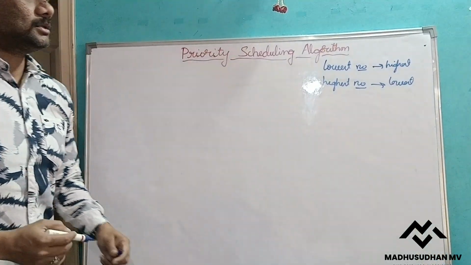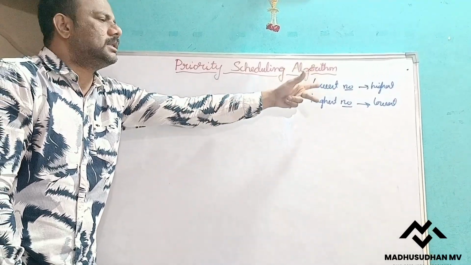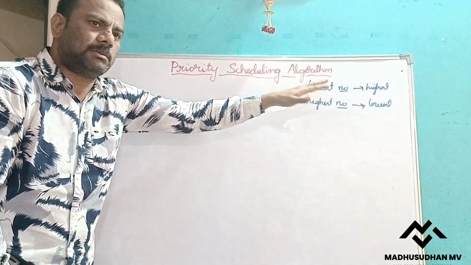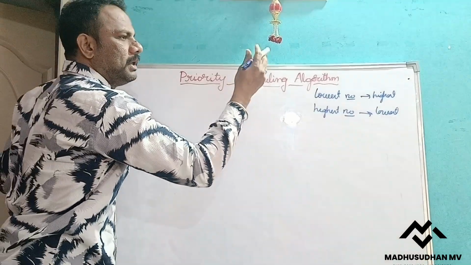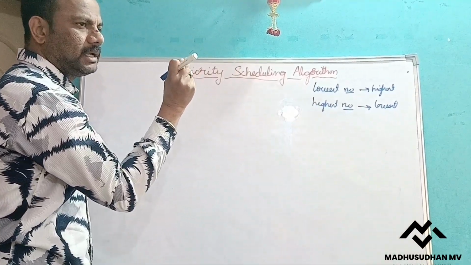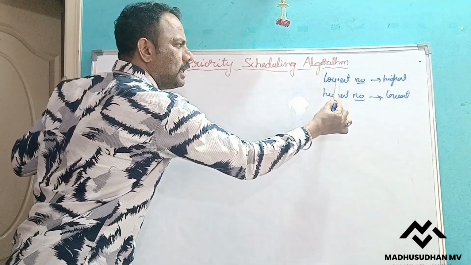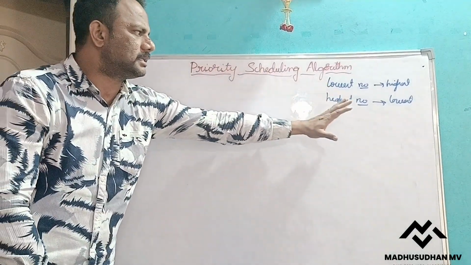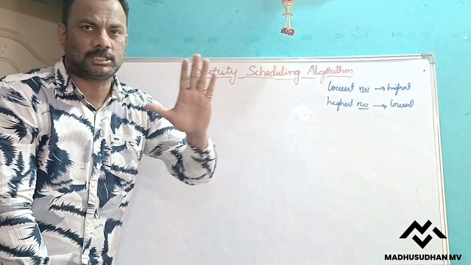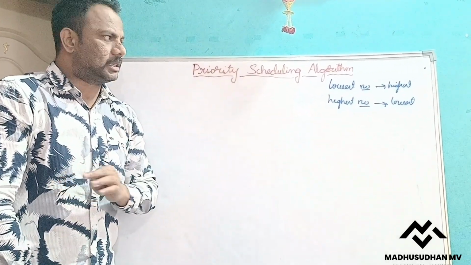We can use the other convention also, that means lowest number, lowest priority. But generally, if we assign one positive integer to every process, if that number is the lowest, then we say that is highest priority. If that number is highest, then we say lowest priority. So now we know what we mean by priority scheduling algorithm.